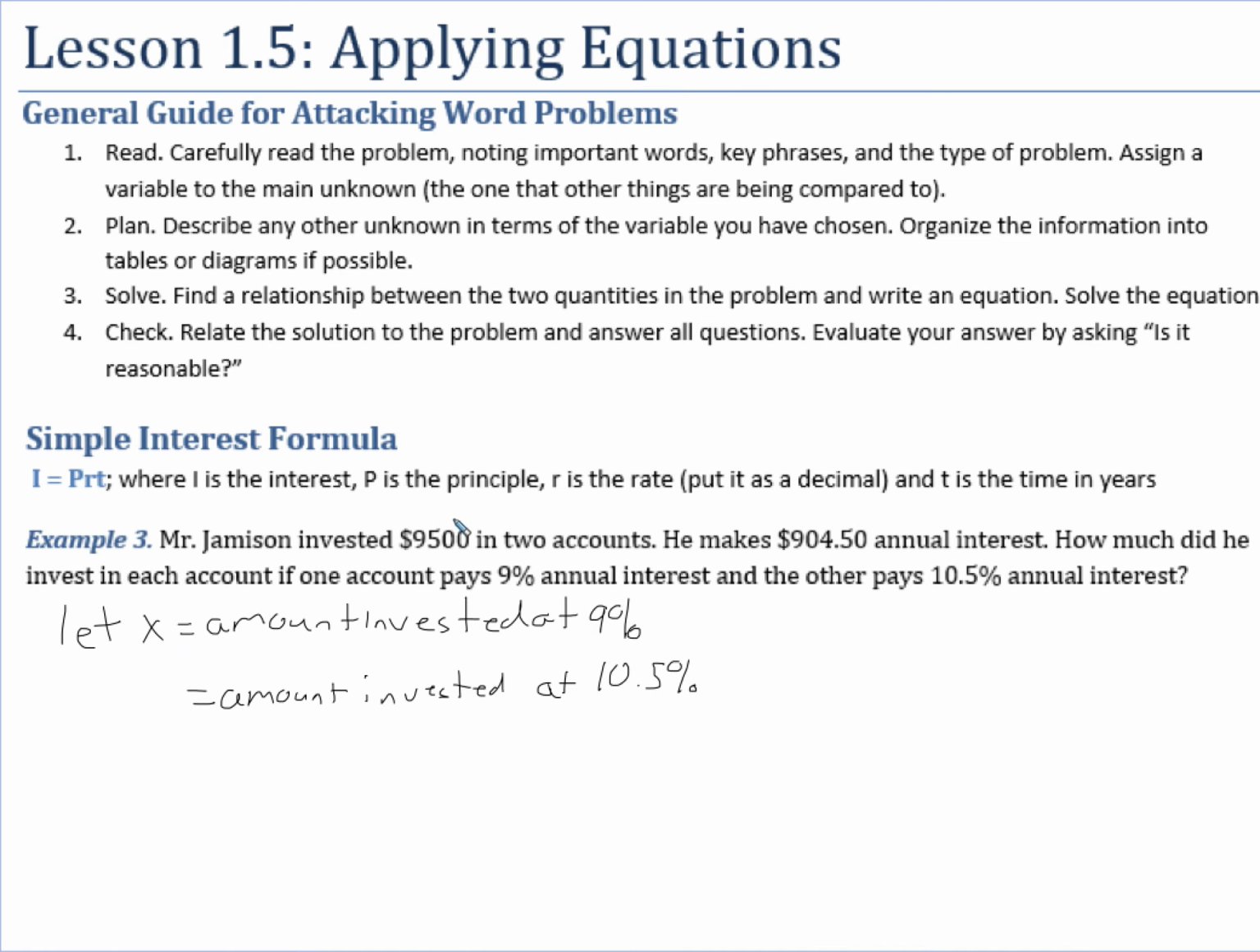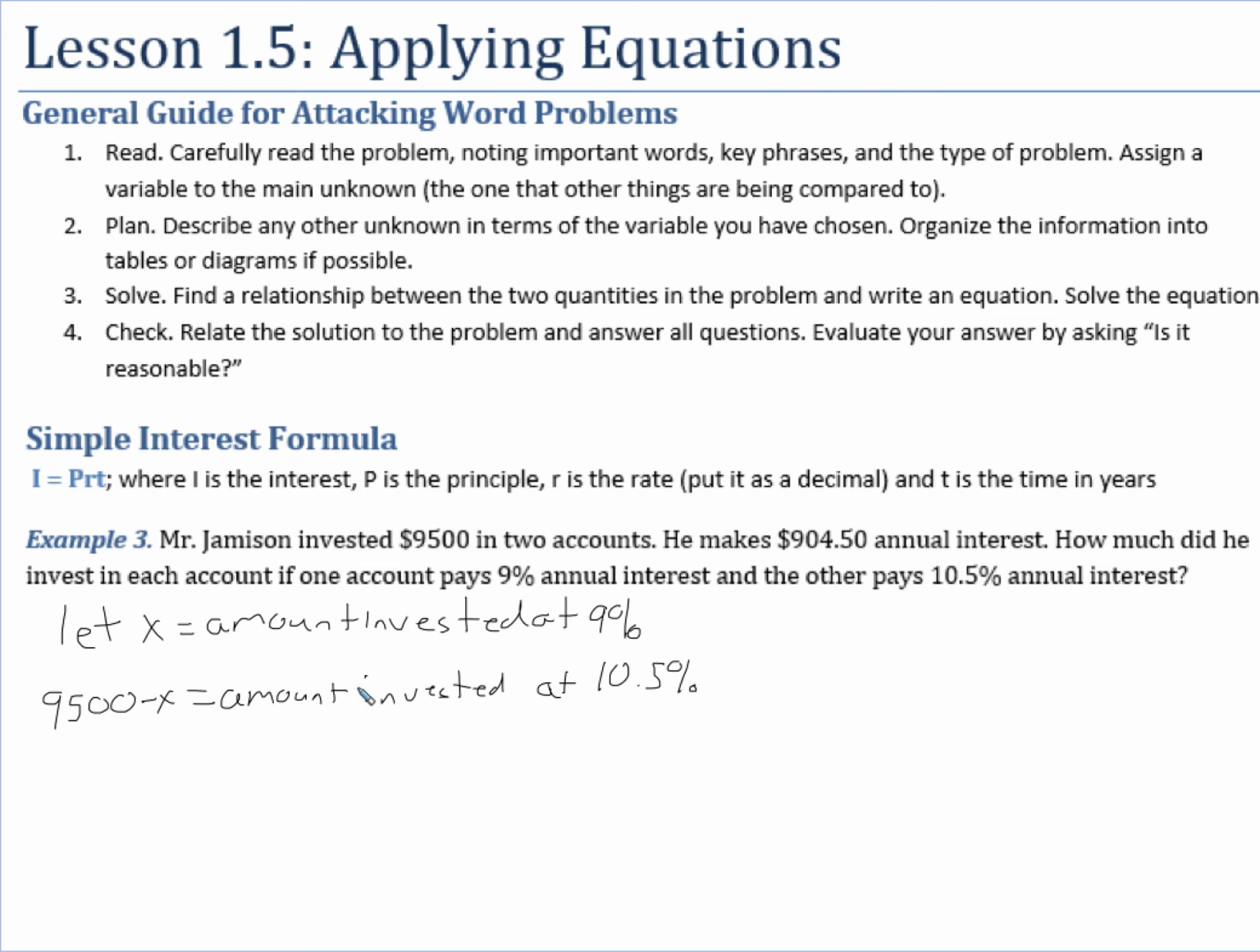So if we had numbers to this, if we said, well, 1,000 is invested in the first account, how would we find out how much is invested in the second account? Well, we would just take our total and subtract the 1,000. Well, we have X is invested in one, so we're going to take our total, 9,500, subtract what's invested in the first account, and that's what's left over for the second account. So that's a very, very important concept to be able to work with.